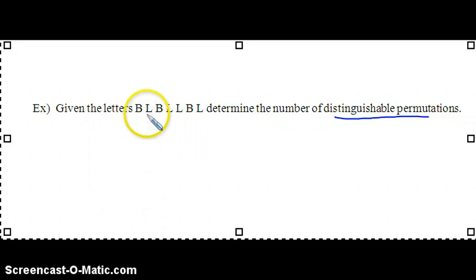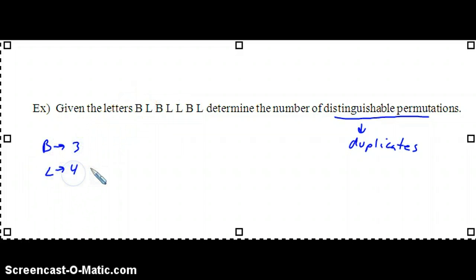So I'm giving you the letters BLBLLBL, and I want you to tell me the different ways you can organize these letters so you don't repeat any of those patterns with them. So you have to deal with eliminating the duplicates. And that's really what distinguishable permutations will do, it will get rid of the duplicates for you. So you have to list out how many different B's you have. You have 3 B's, and you have 4 L's.